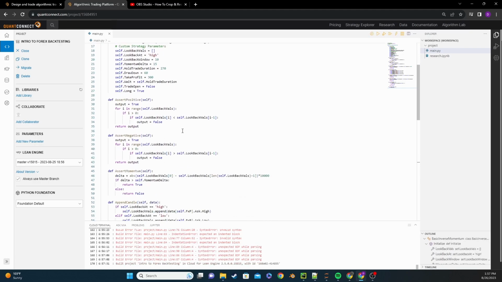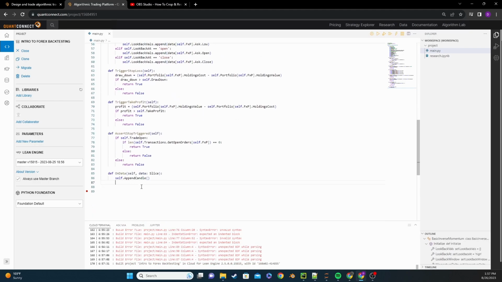And what this means for us is that whenever we're making a decision here, whatever the most recent candle was that just finished, we're making a decision including what just happened in that candle. If we waited to do this at the end of the function, we would be neglecting what just happened in the last minute. So we don't want to do that. So we're going to append the candle.